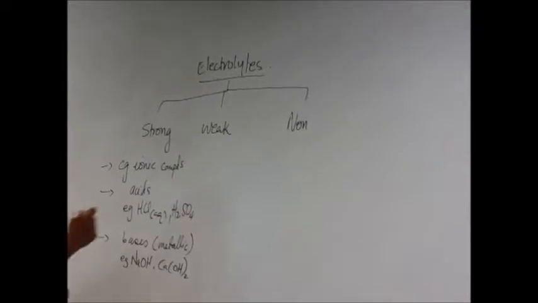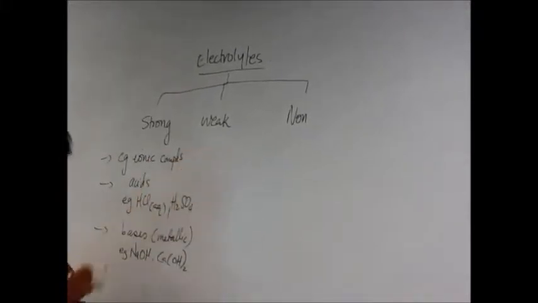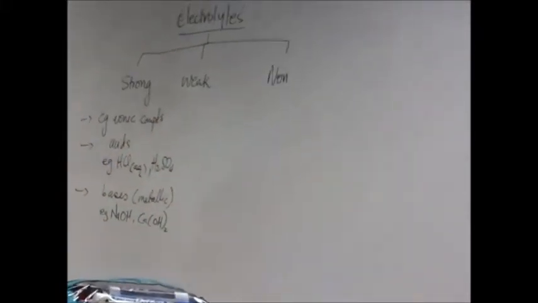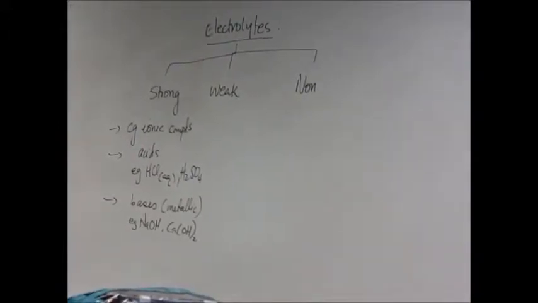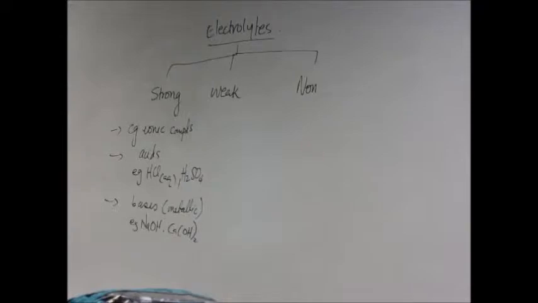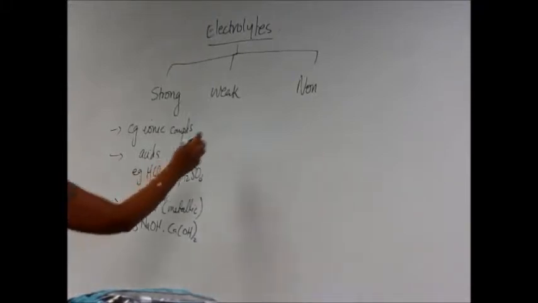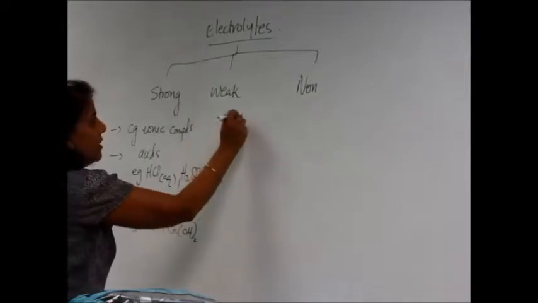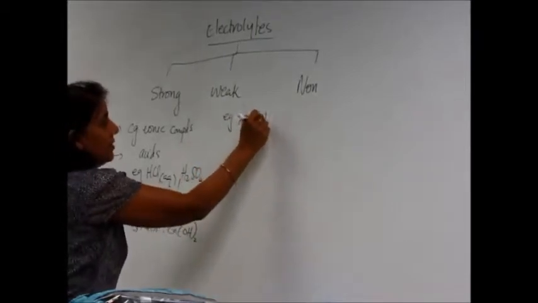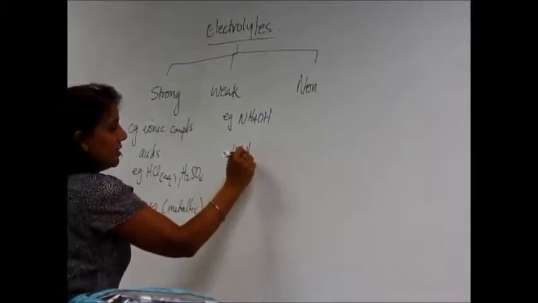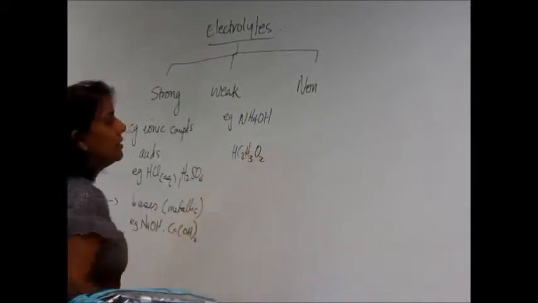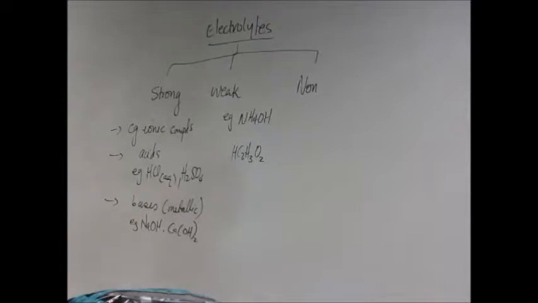Going on to the weak electrolytes, these are the hardest ones because it's very hard to judge at this point whether something is going to be strong or weak, because it's a little bit unusual. So I'm just going to give you some examples: ammonium hydroxide and acetic acid. These two are considered to be weak electrolytes.